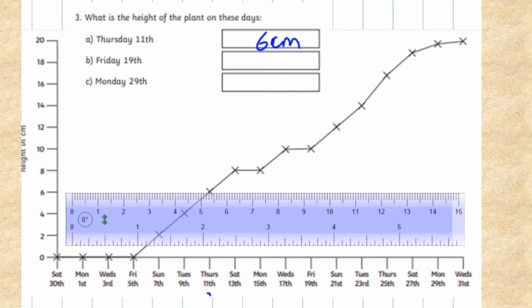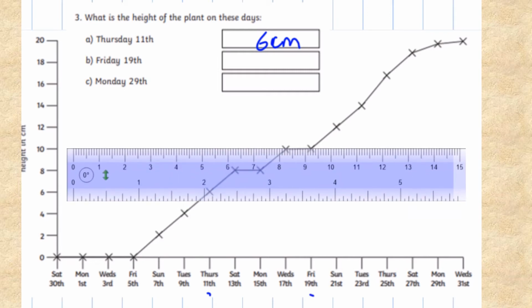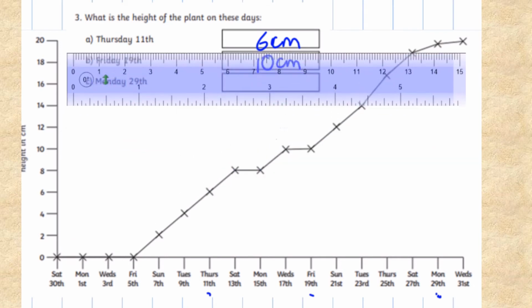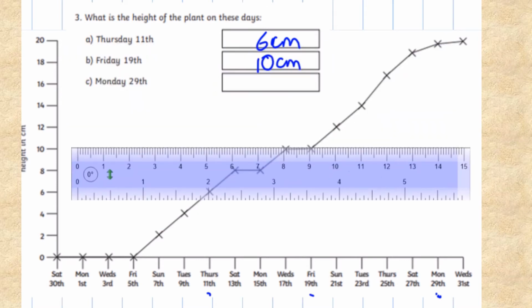Okay, then we've got Friday the 19th. Friday the 19th is here. Again, serves me right from the last question. Yep, that's 10 centimetres. And finally, we have Monday the 29th, which is here. So let's see where it goes up from Monday the 29th, which is about there. And we are pretty much on to 20 centimetres for the final one.